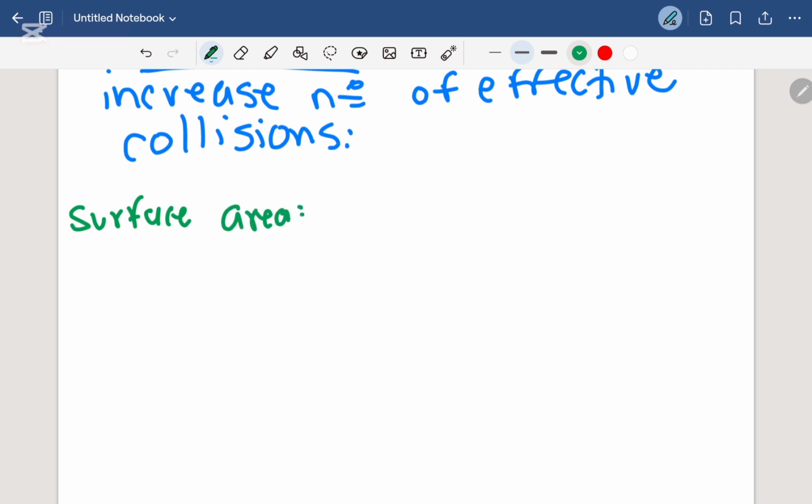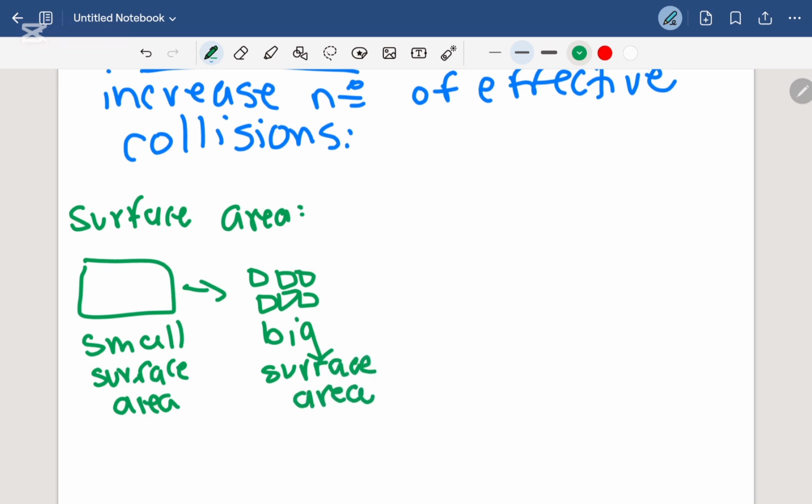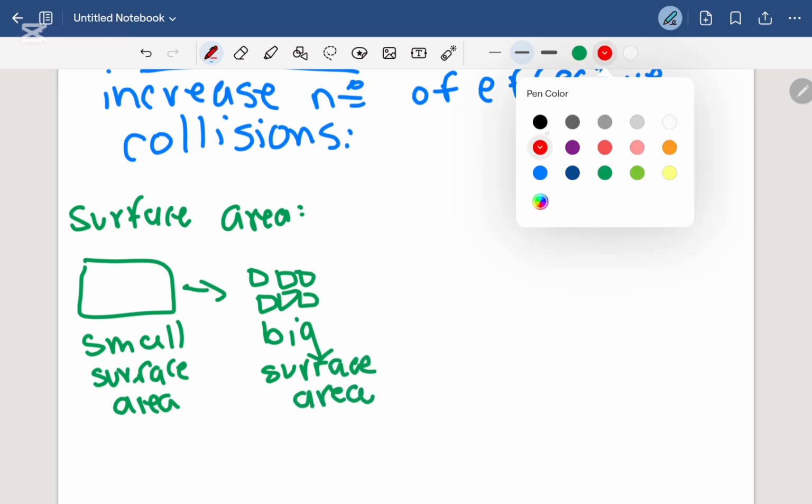The surface area, we have either a big block, okay? This is a small surface area, or we can transform it into smaller blocks. Okay, then this has a big surface area. Now, why is it important, surface area?